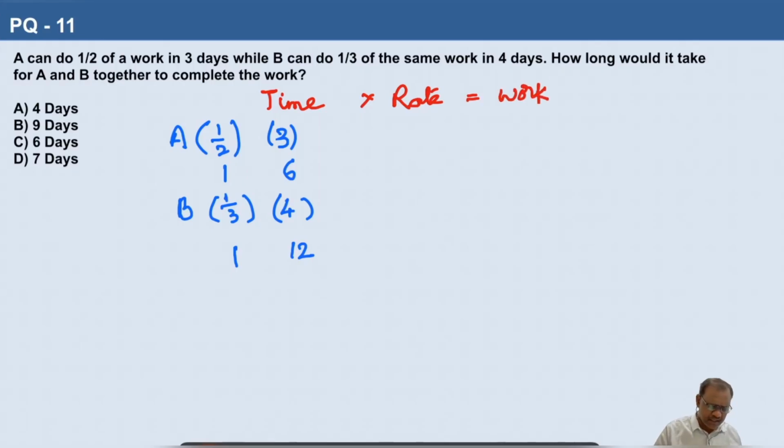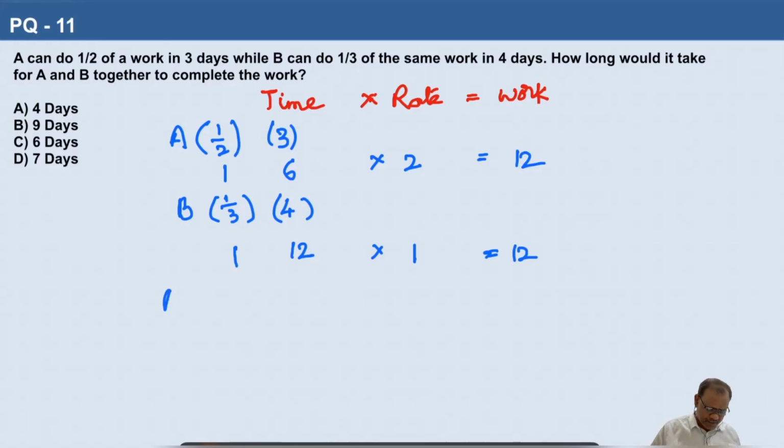So total work is the LCM of days. For 6 and 12, the LCM is 12. So the total work is 12 units. 12 is divisible by 6 2 times, and 12 is divisible by 12 1 time. So the rate of A is 2 units per day, and the rate of B is 1 unit per day.